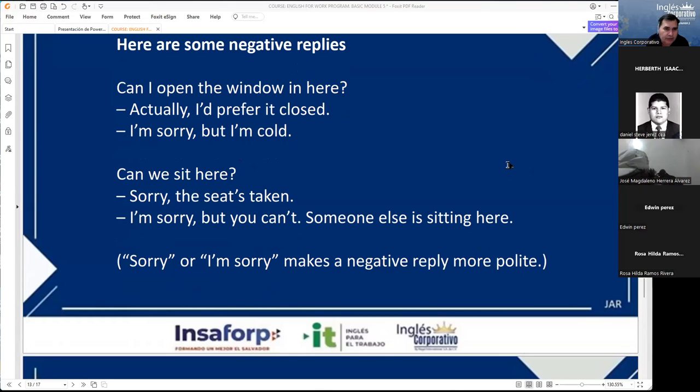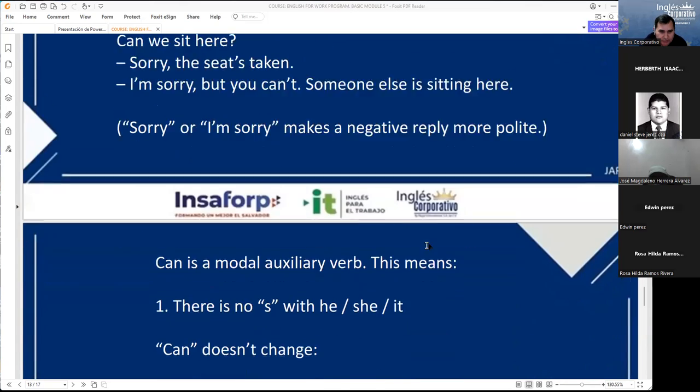Negative replies, we say like, can I open the window in here? Actually, I prefer it closed. I'm sorry, but I'm cold. Can we sit here? Sorry, the seat's taken. I'm sorry, but you can't. Someone else is sitting here. Sorry or I'm sorry makes a negative reply more polite, más amable. So, sorry, you can't. I'm sorry, but you can't. Okay, so that is to be polite.